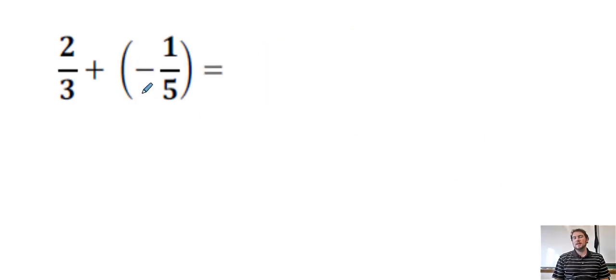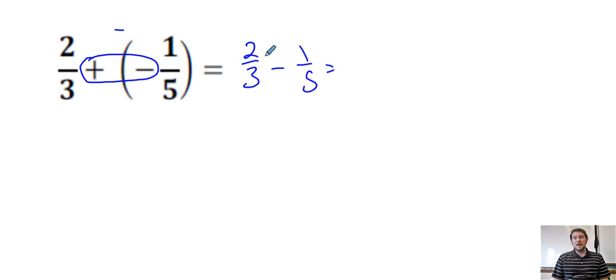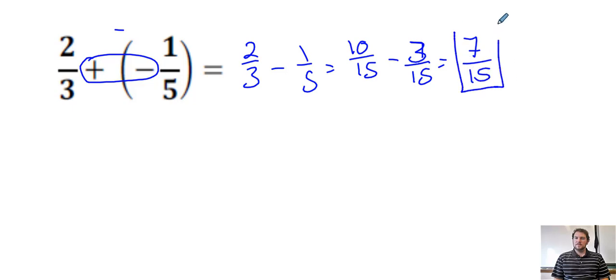Ooh, this time we have a negative. Well, negative rational numbers work very similarly to negative whole numbers, right? So what's going to happen is when I add a negative number, that turns into a subtraction. So this could be rewritten as 2 over 3 minus 1 over 5. And again, we would need comparable size steps, right? Comparable denominators. So that's 10 over 15 minus 3 over 15, and we get 7/15.